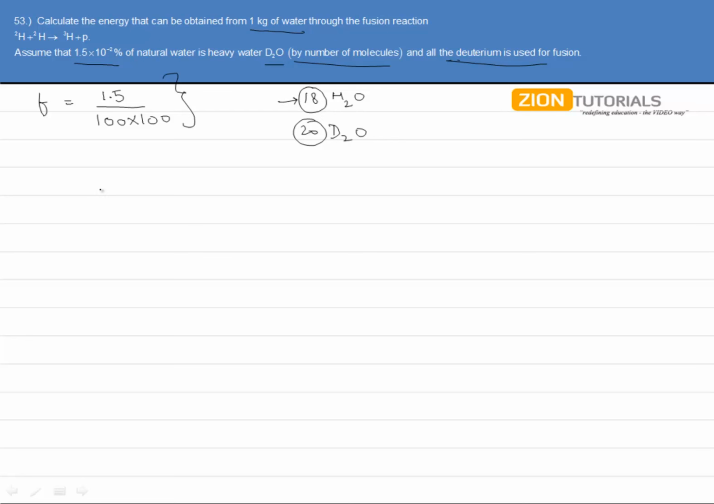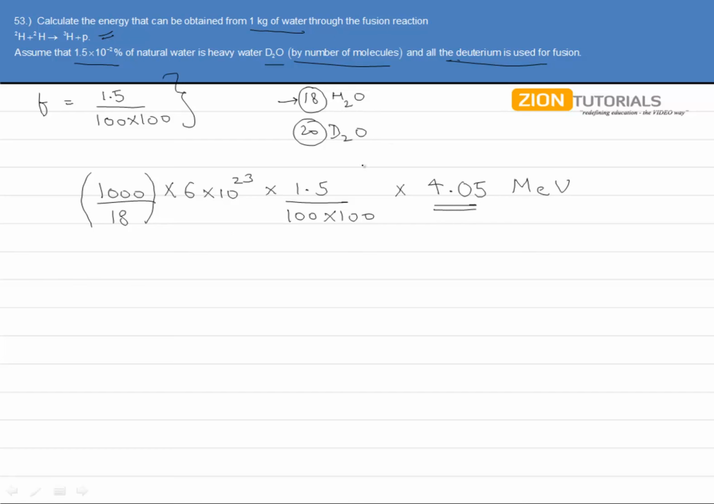So let us have the total moles of water, which will be 1000 grams, because 1 kg of water is there, upon 18, giving us the total moles of water, into Avogadro number, that is 6 into 10 to the power 23, giving us the total number of molecules of water, into the fraction F, that is 1.5 upon 100 into 100, giving us the number of D2O molecules that are there, into 4.05 mega electron volt. Now this is the energy released per this equation.